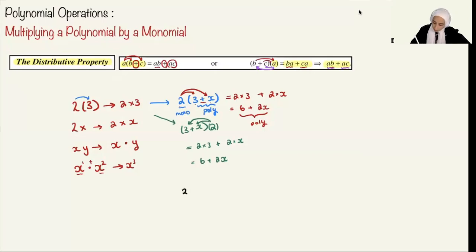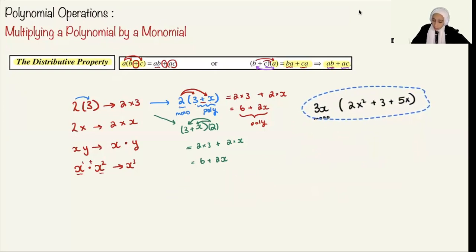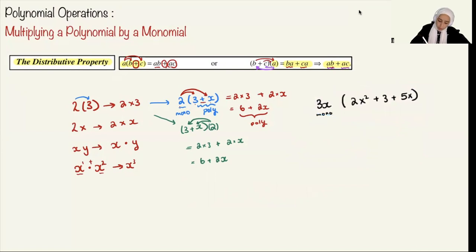If I have, let's say, 3x, so this is my monomial, okay? And I multiply this by 2x squared plus 3 plus 5x, okay? Now what's going on here? Again, what I need to do is consider, oh, okay, it looks like I have a monomial multiplied by a polynomial. Let me just write it on the side here. So this is my example, and this is my polynomial, okay?